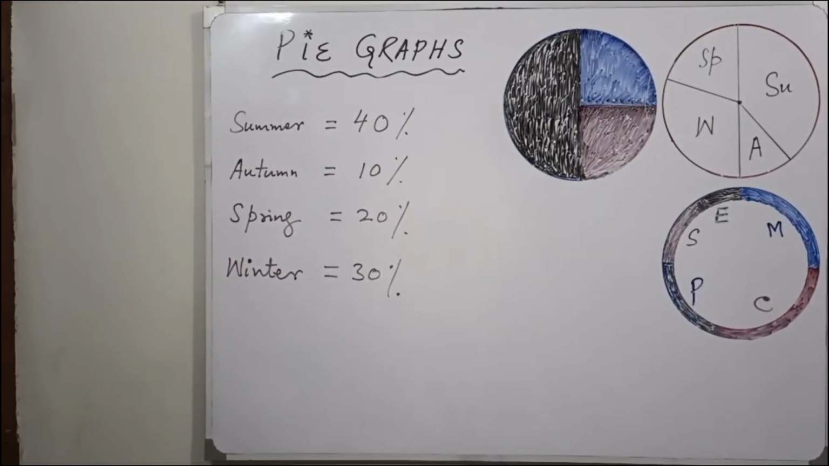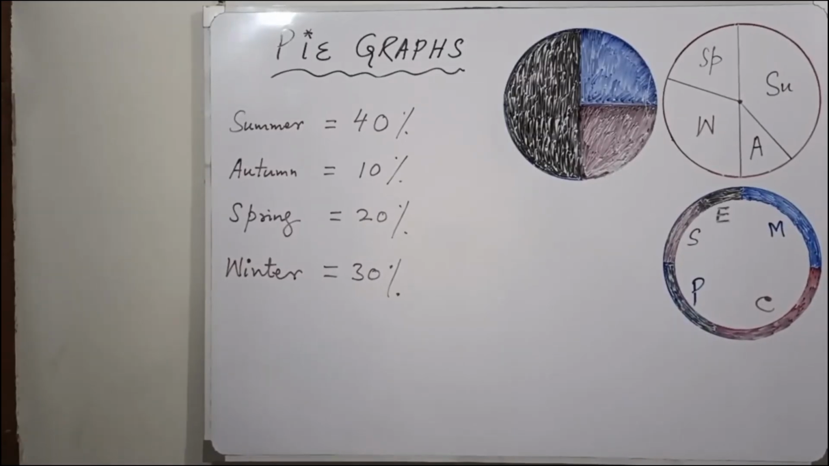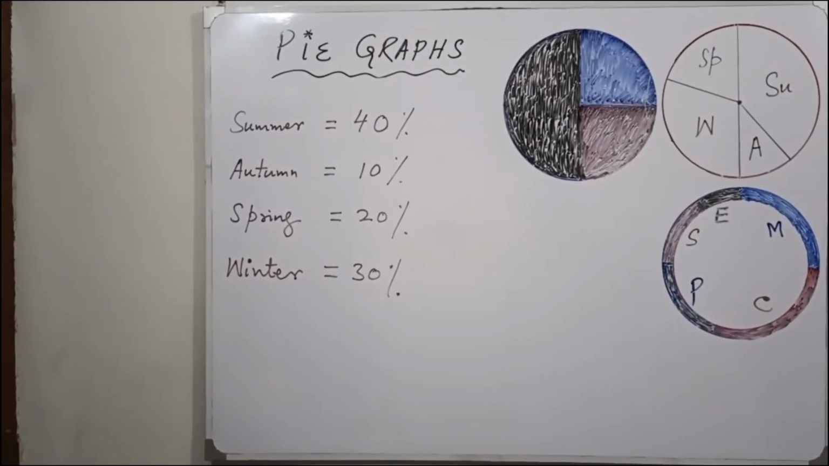This donut graph has all subjects in it: English, maths, chemistry, physics and stats.